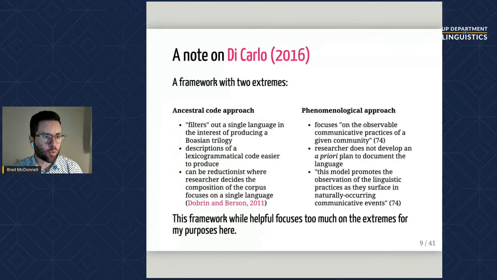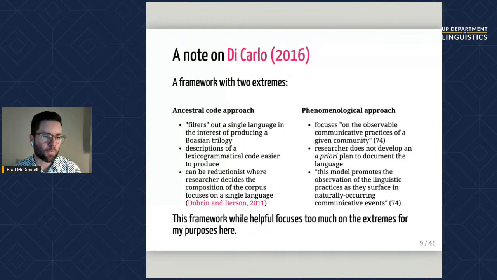So another related framework by Pier Paolo De Carlo is one of two extremes. He talks about two approaches, an ancestral code approach and a phenomenological approach. The first, the ancestral code approach, filters out a single language in the interest of producing some sort of Boasian trilogy. This makes descriptions of a lexicogrammatical code much easier to produce. This sort of approach can be reductionist, where the researcher really decides on the composition of the corpus and focuses on a single language. So this is kind of a predetermined plan that the researcher comes in and tries to carry out.